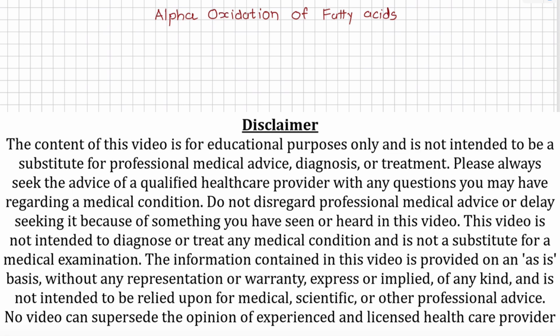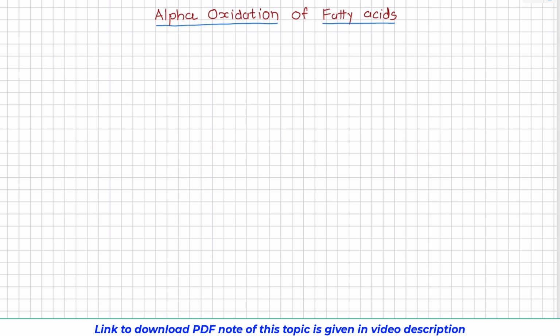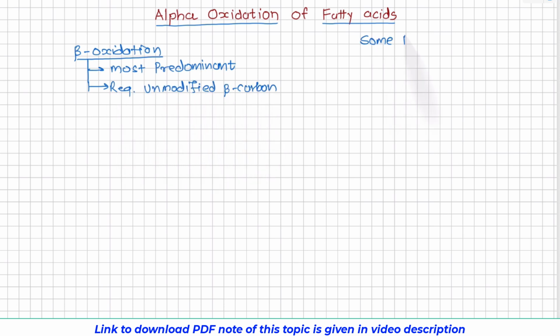In this video tutorial, I am going to discuss alpha oxidation of fatty acids. Remember that beta oxidation is the most predominant, or you can say default, pathway for fatty acid oxidation. And this beta oxidation requires a clean, unmodified beta carbon. But in some fatty acids, the beta carbon is modified, mostly containing a methyl group, which is not suitable for beta oxidation. So, in such cases, the fatty acid requires alpha oxidation.